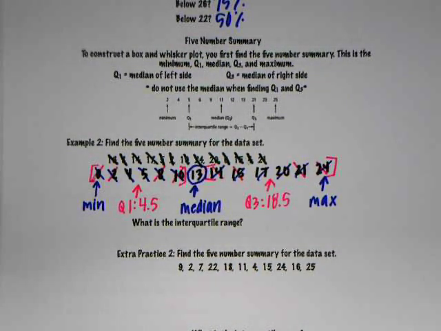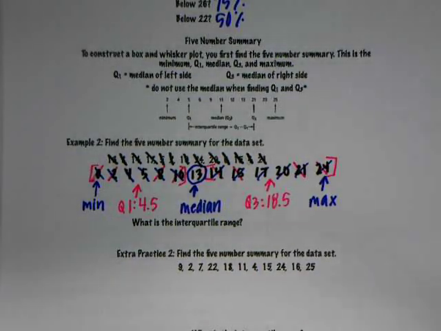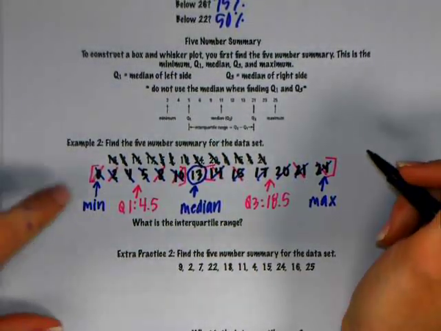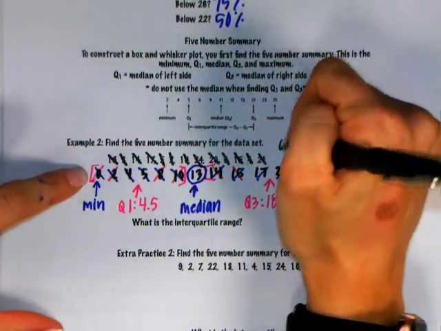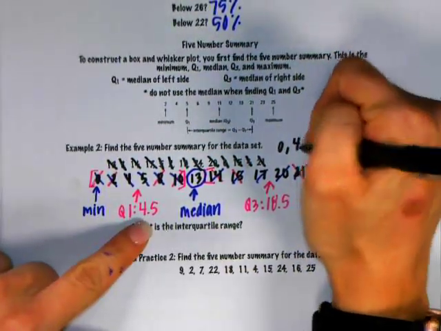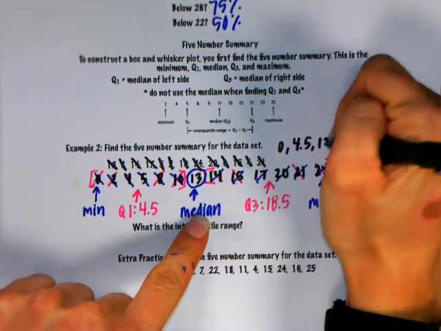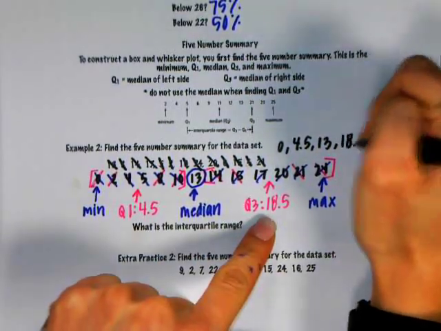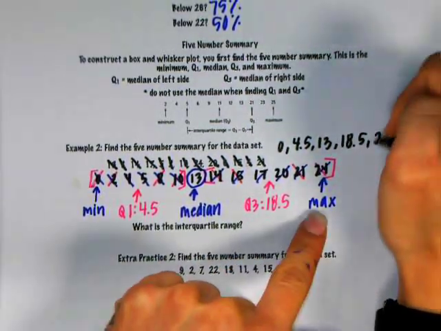Okay. Any questions on that? Okay, so now your 5-number summary, you just put all those in order, smallest to biggest. So 0, 4.5, 13, 18.5, 24.